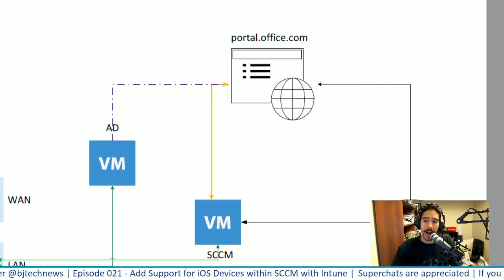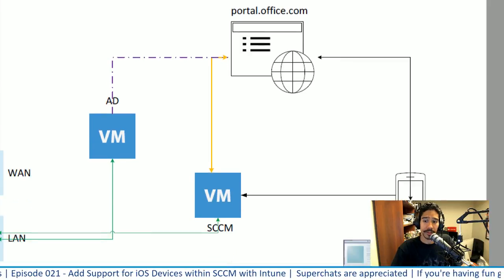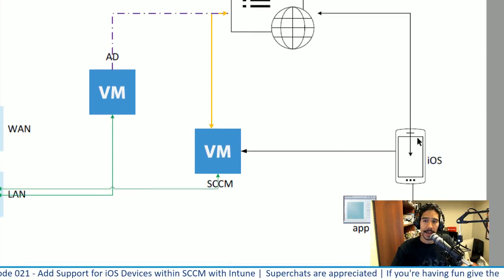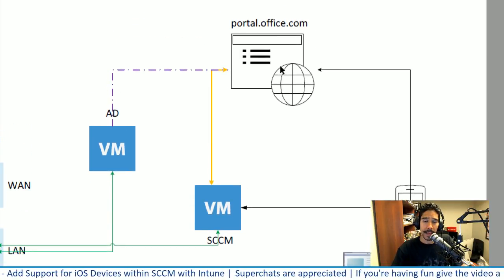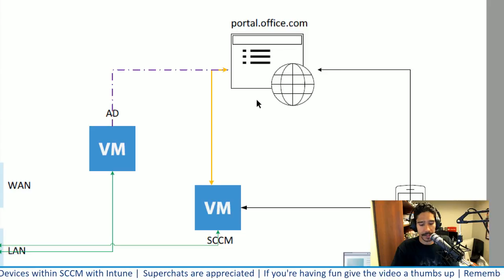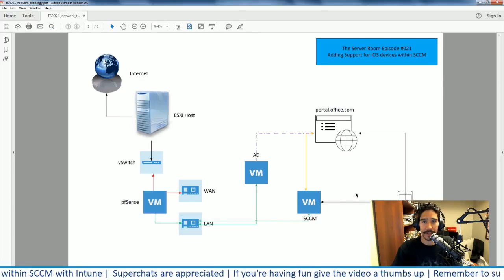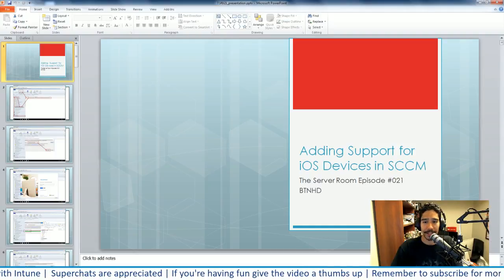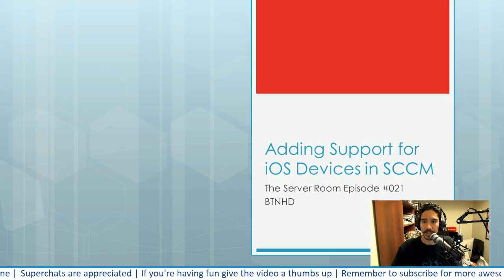And then your iOS devices actually talk to the portal. Once you install the app right here, it authenticates here, and then it starts talking to your VM and also to your Active Directory. So that is the nice little topology for you guys. Hopefully you understand it and appreciate it. We're going to close that up and start the presentation. Let's get started.